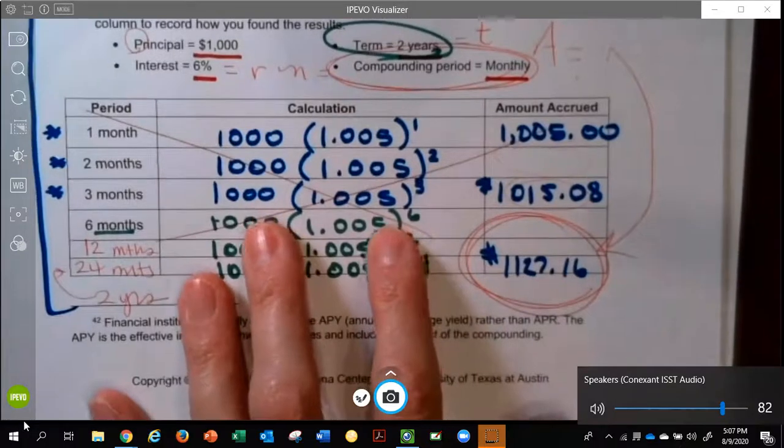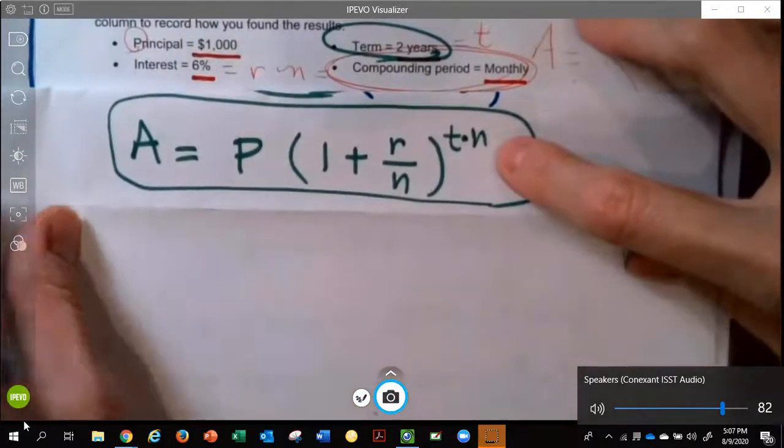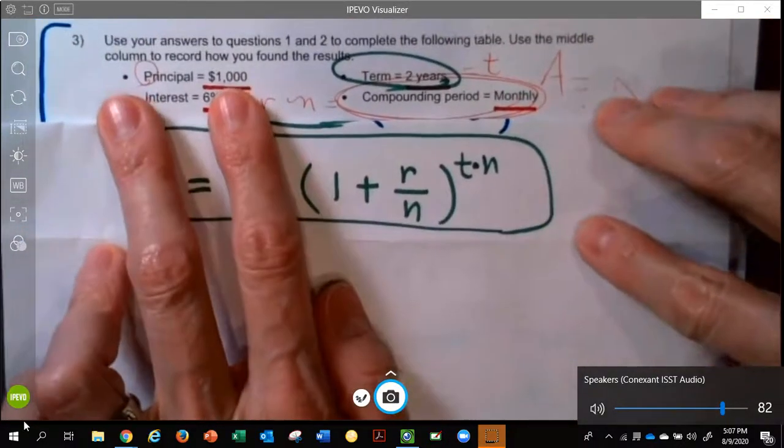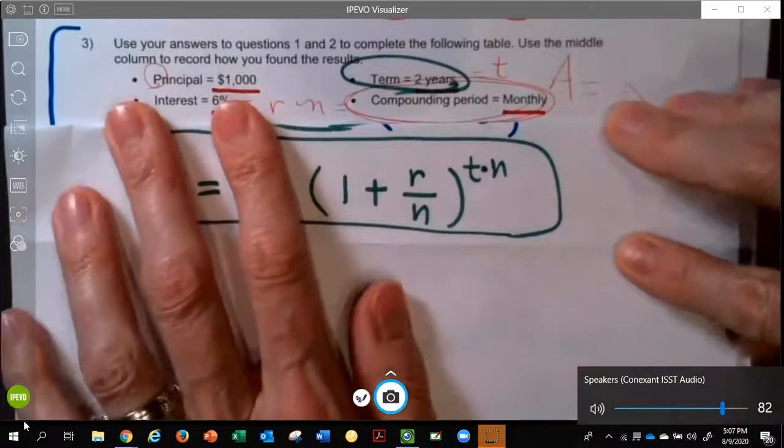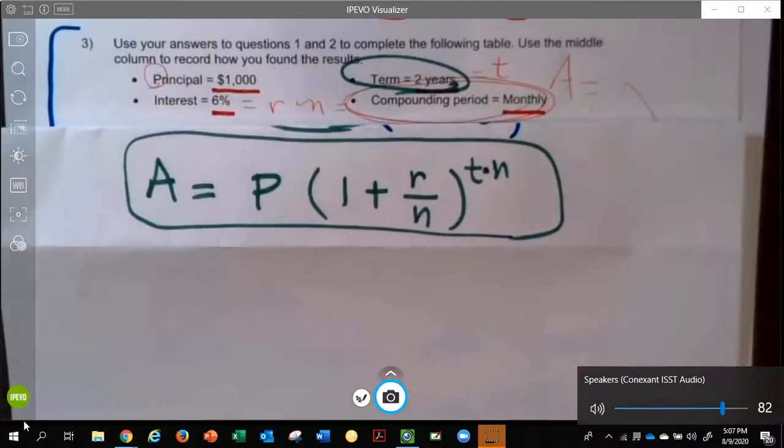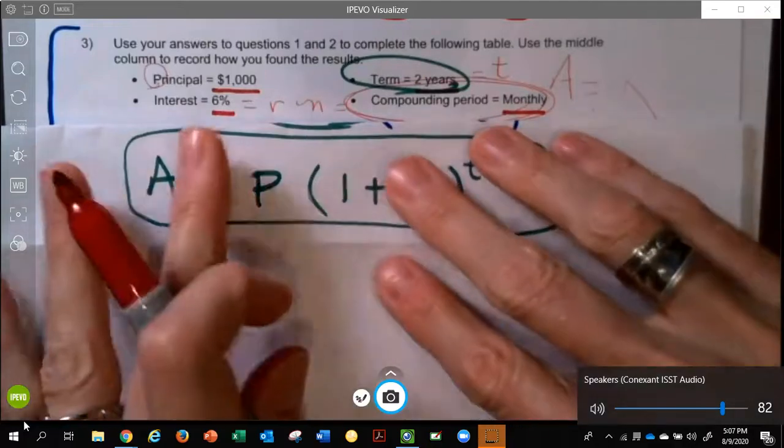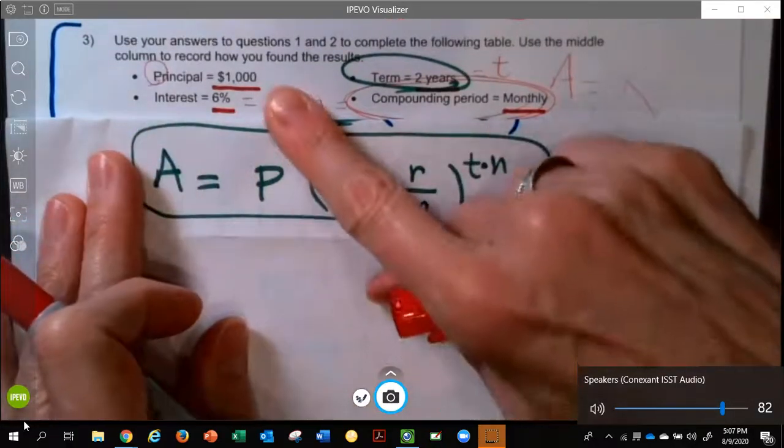Oh, let's see what's going on. And then we're like, we do not have time for that. So let's go straight for the formula for compounding interest whenever the compounding periods can change. And so looking here, I'm going to go right here.